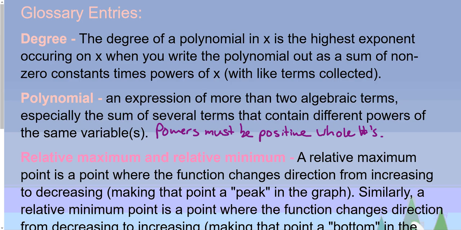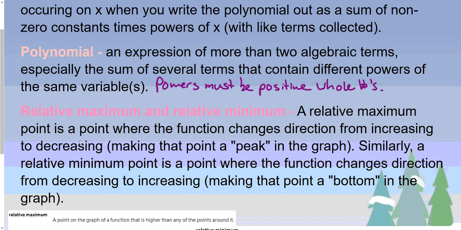So we've also talked about this one during lesson one as well. A relative maximum point forms like a little peak in the graph. So, it changes from increasing to decreasing, right? And a relative minimum changes direction from decreasing to increasing, making the point a bottom in the graph. And it may not be the absolute highest or lowest point, but when you look at the graph, it's pretty clear that it's higher or lower than the points that are around it. We'll take a look at a few examples of that.